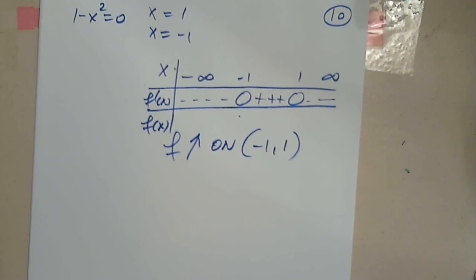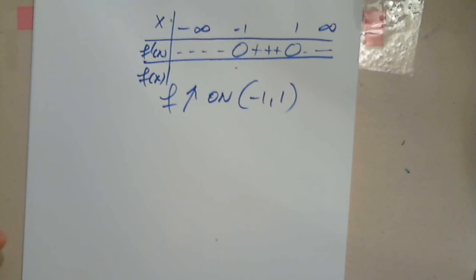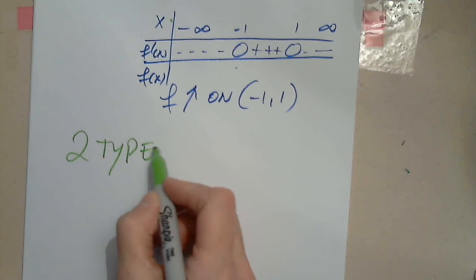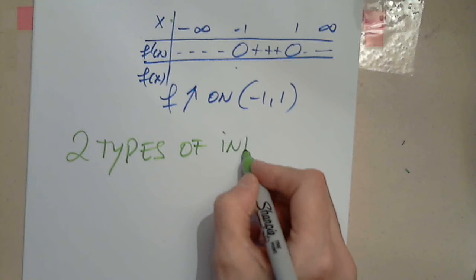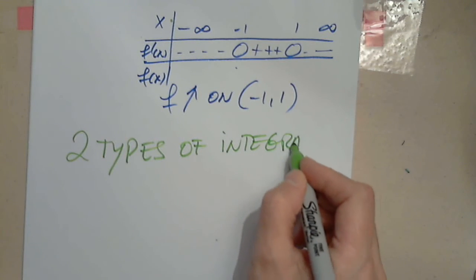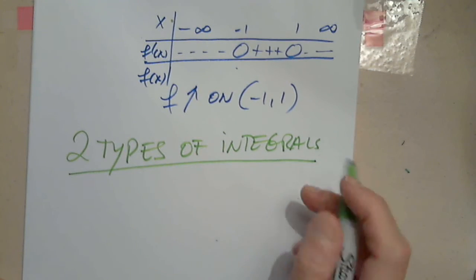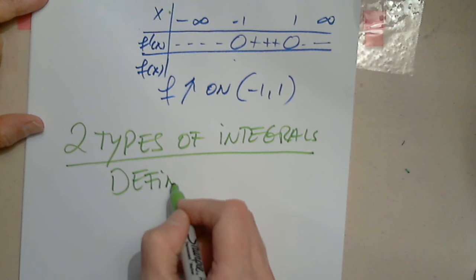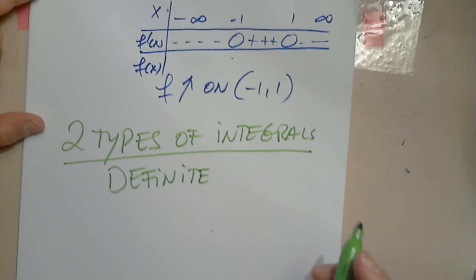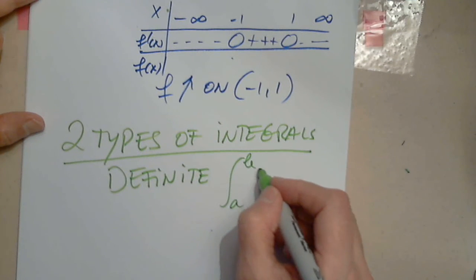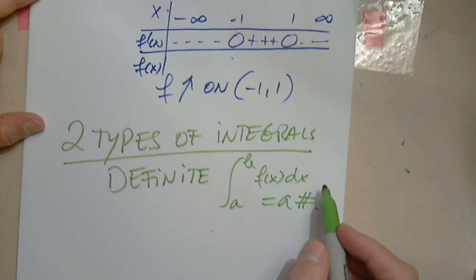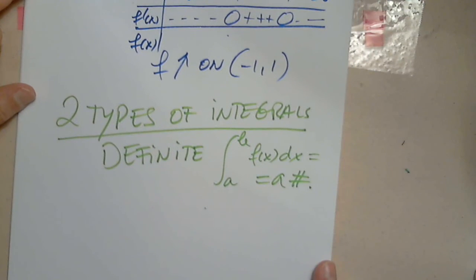I have 2 more topics to talk about. One topic is the second type of integral. 2 types of integrals. One that we talked about, and will still continue talking about, definite. The definite integral is the integral from a to b of f of x dx. Always a number. The result is always a number.